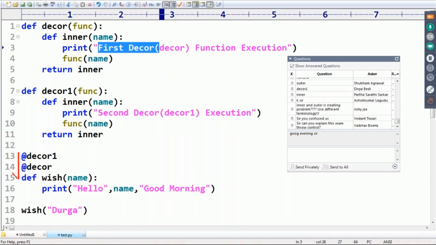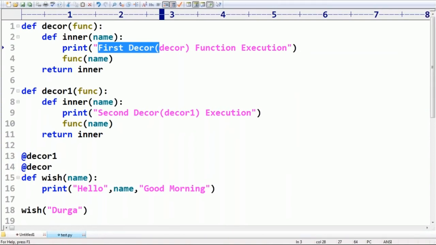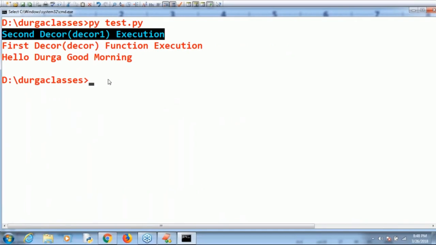Correct? It's always going to consider from top to bottom. First this one got executed, next this one got executed. Correct, right? But which method has to be called only once? But here you are calling.